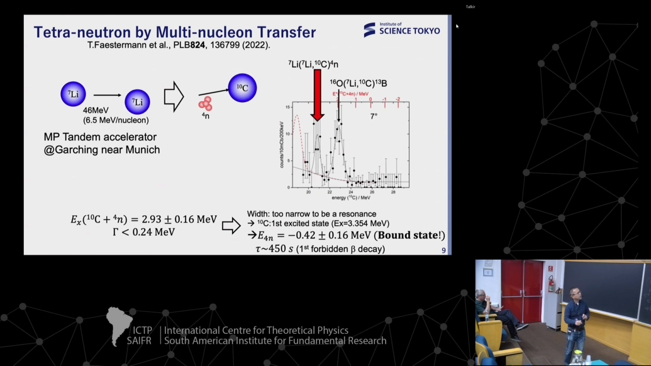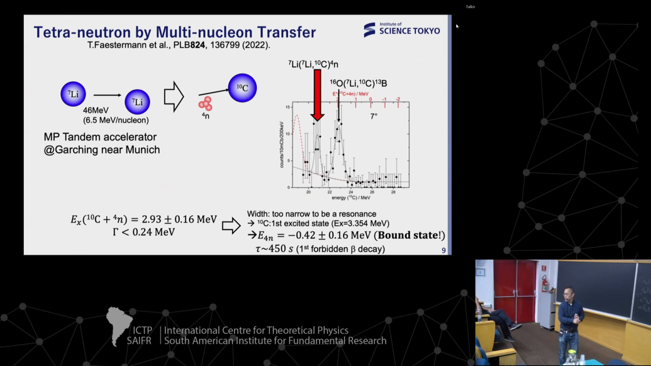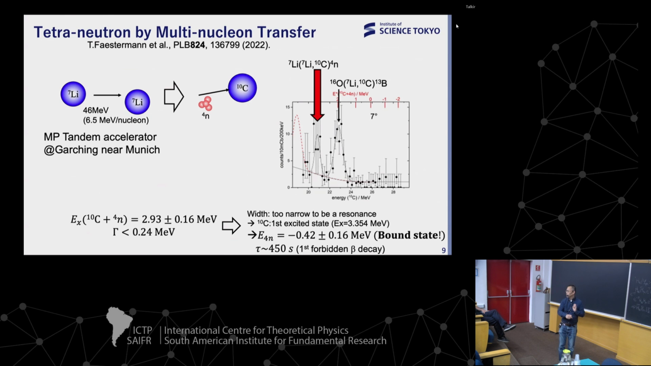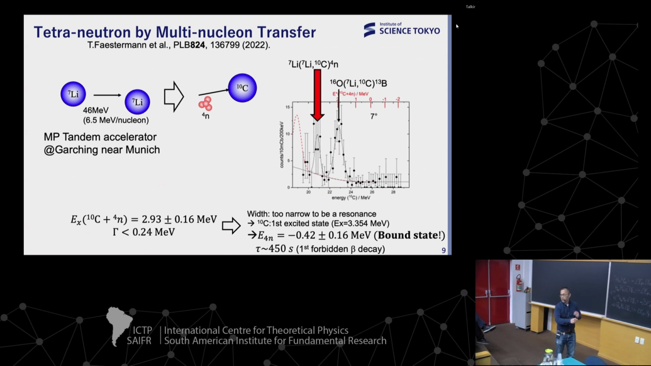But what they claimed is that because the width is so narrow, this shouldn't be a resonance state but a bound state. So they claim that the carbon-10 is not at the ground state, but in an excited state. So the excitation energy is covered by this carbon-10, and the tetraneutron goes to lower energies, becoming a bound state at 420 keV bound. That was their claim. Okay, if that's the case, that's very exotic, of course.